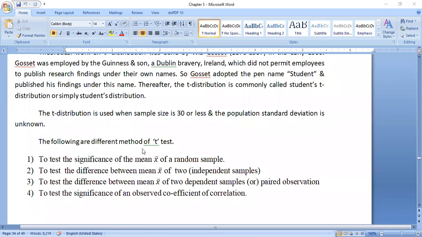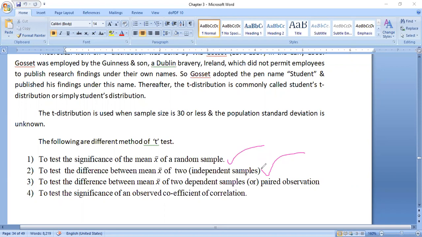In the first one, you observe carefully here: to test the significance of the mean x bar of a random sample, we completed already. This topic completed, and this one also we completed here: to test the difference between the means of two independent samples. Here I am using the word independent. They are not related to each other.